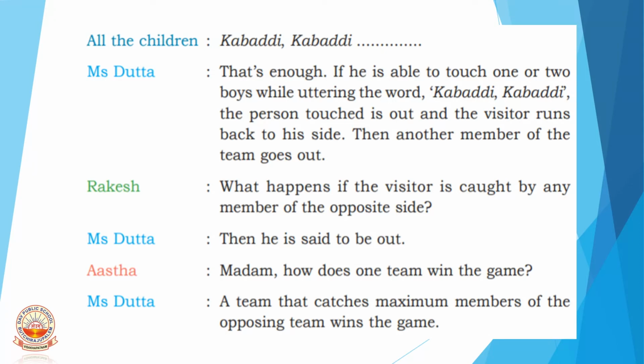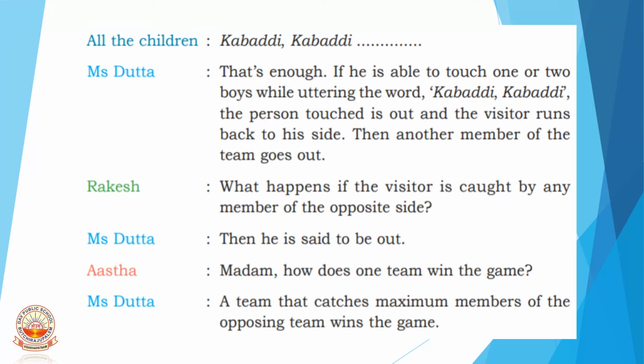Datta: That's enough. If he is able to touch one or two boys while uttering the word Kabaddi Kabaddi, the person touched is out and the visitor runs back to his side. So when this person goes to the opposing team and he touches one or two persons, that's enough. He gets 2 points. Then another member of the team goes out. So while uttering the word Kabaddi Kabaddi, if he touches any person, then that person has to go out of that team.